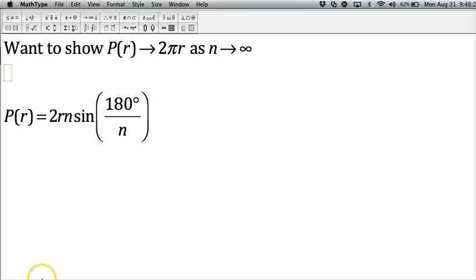So we're at the point where we're trying to show that the perimeter of a regular polygon as a function of its radius approaches 2 pi r as n approaches infinity. We have already derived the expression for the perimeter as a function of r. It's 2rn sine 180 over n.